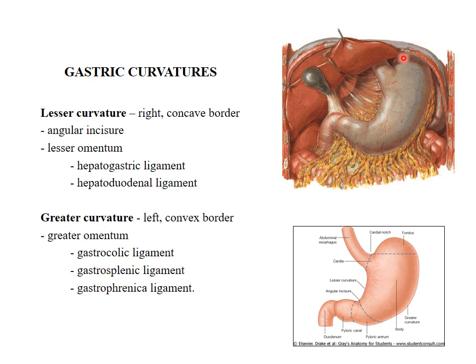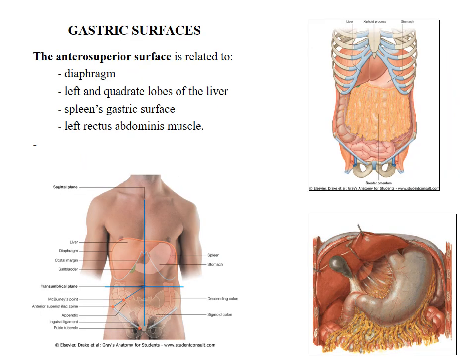The greater curvature is 4 to 5 times longer than the lesser curvature. Lesser curvature and lesser omentum, greater curvature and parts of the greater omentum. The stomach has two surfaces, anterior or anterosuperior surface and posterior or posteroinferior surface.